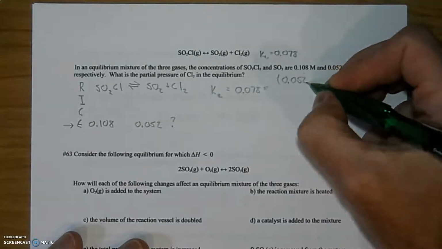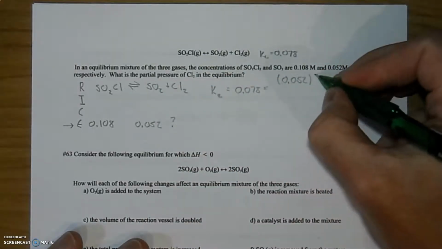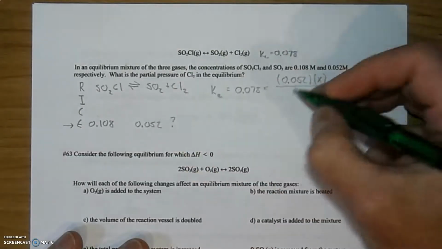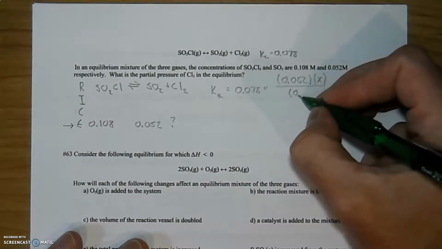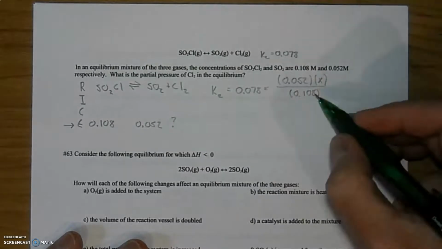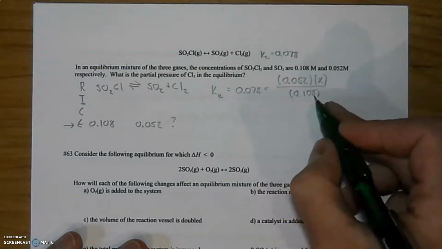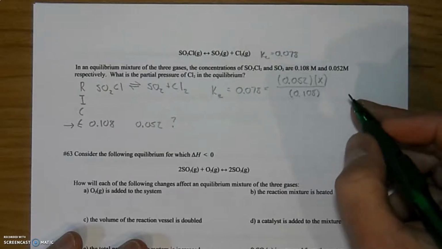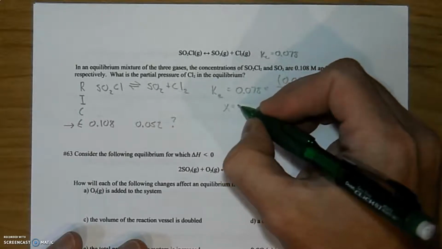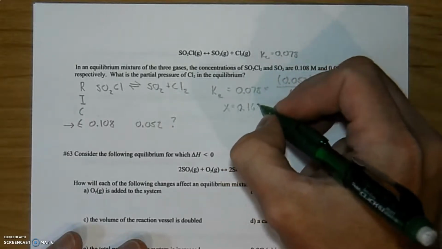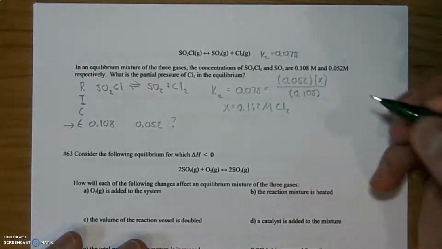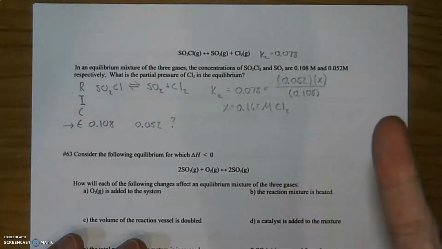0.052 for the SO2. I'll put an X for what I don't have. And then the reactants concentration, equilibrium concentration is right here. Also be aware that these are concentrations. And if I solve for the missing variable, the Cl2, I will find that that answer is 0.162. And again, that is a molarity of Cl2. So that's a point for celebration, kind of exciting.